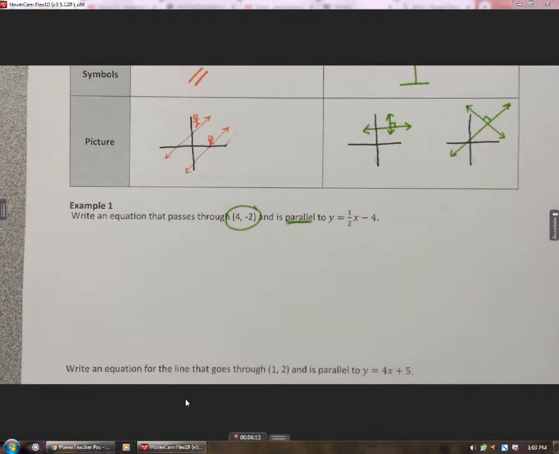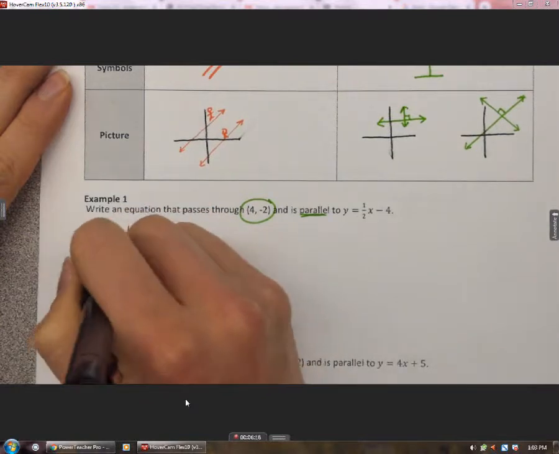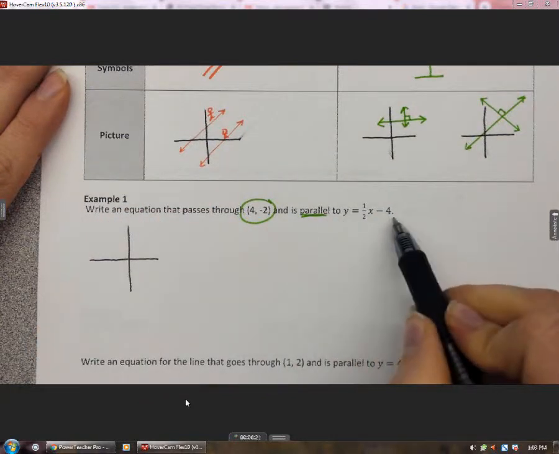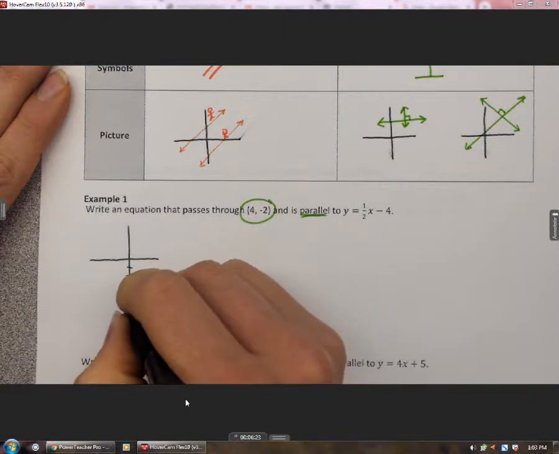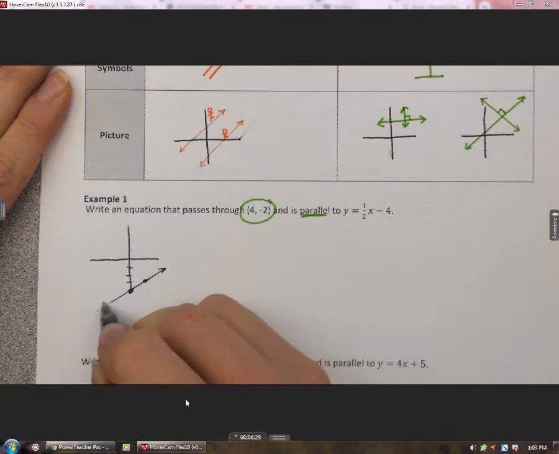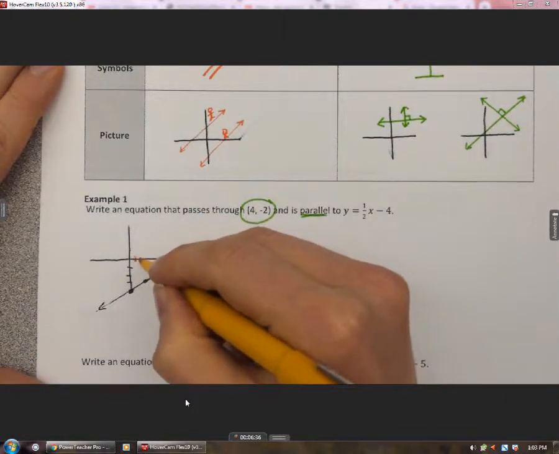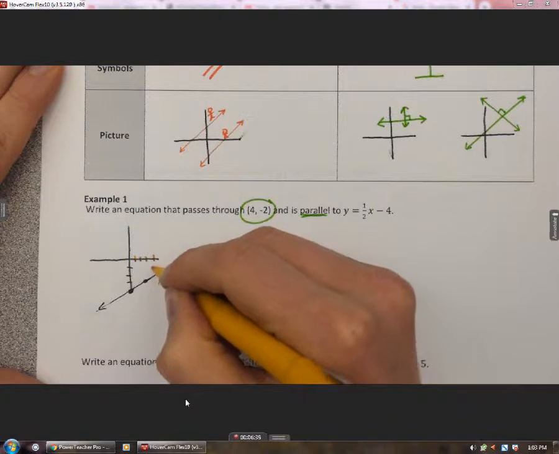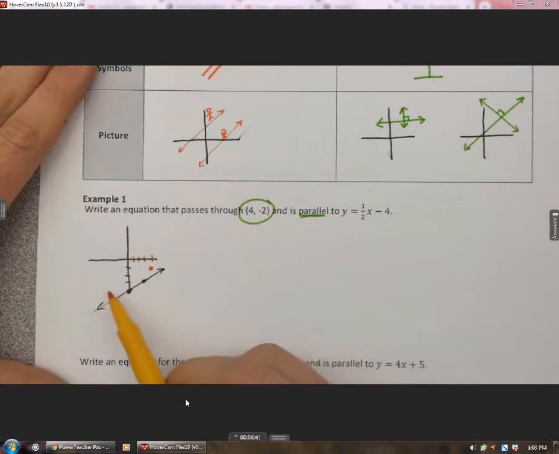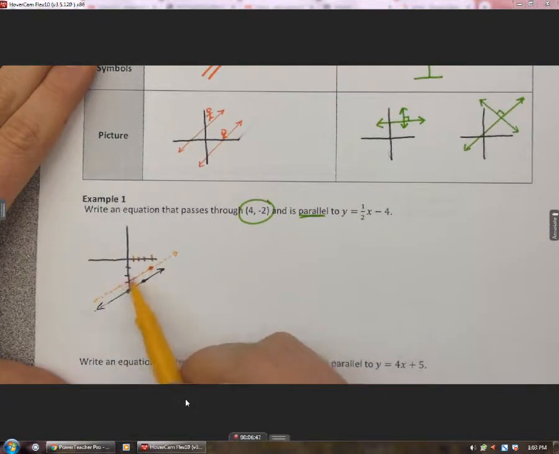So I want to show you a picture. You don't have to draw a picture every time, but I want to give you this visual representation. So if I had this line graphed, it'd be at -4. It'd be up 1 over 2. I'd have a line sort of like this. And then there's this random point out here at 4, -2. So I'd go right 4, 1, 2, 3, 4, and then down 2. So the whole point of this problem is I'm trying to find a line that goes through this point, this yellow one, and that's parallel to my black line.